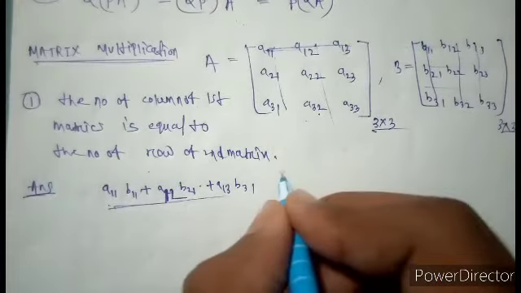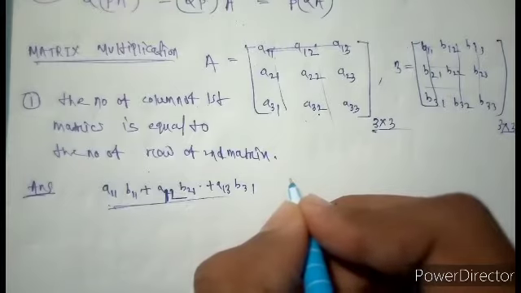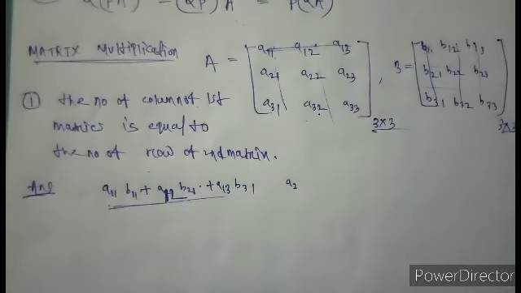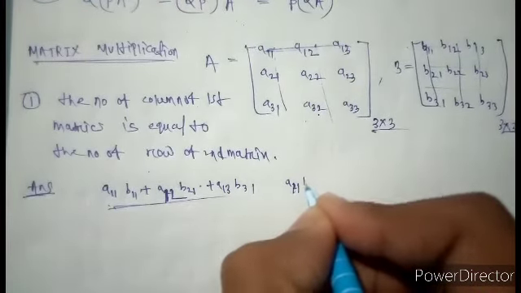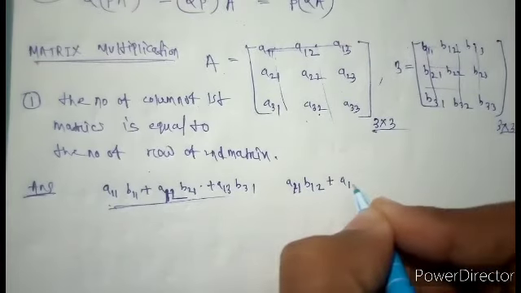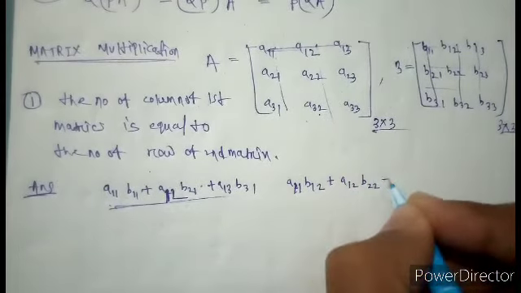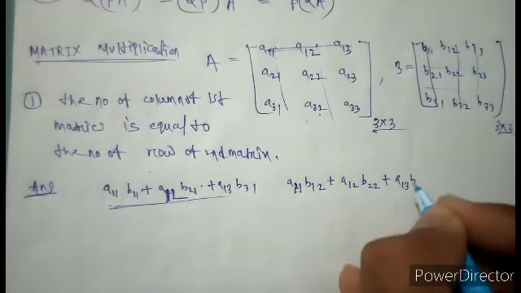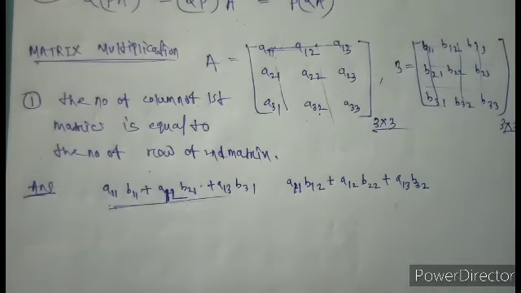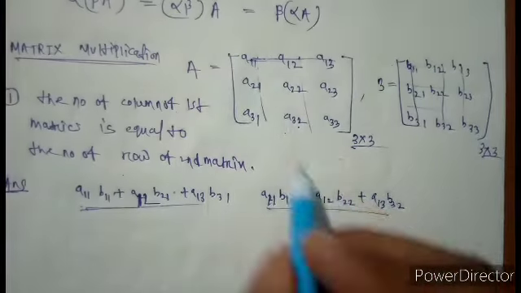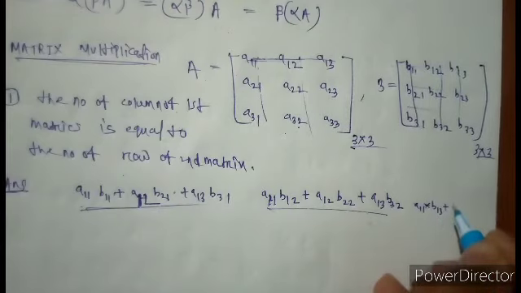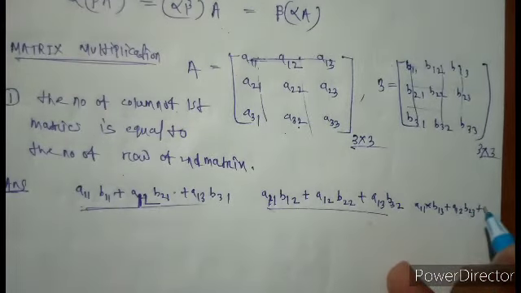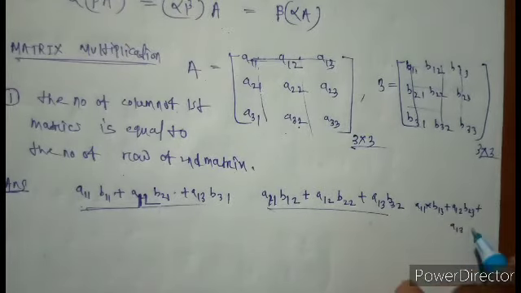Then again the first row with the second column, that is A11 B12 plus A12 B22 plus A13 B32. This is the second element. Then the third one is A11 multiplied with B13 plus A12 B23 plus A13 B33.